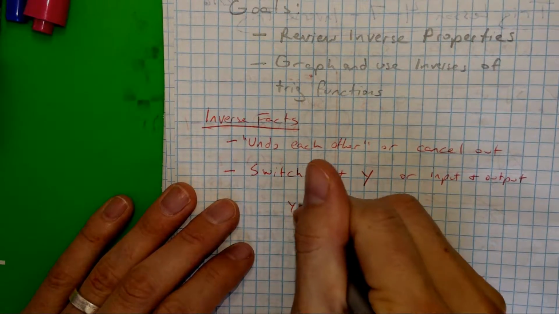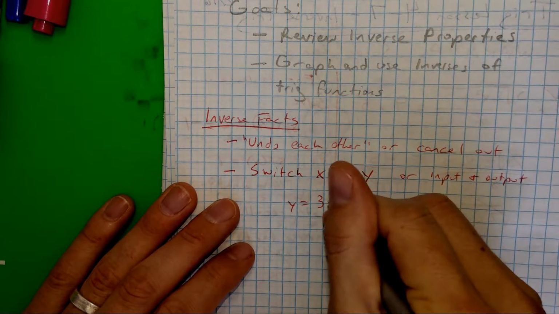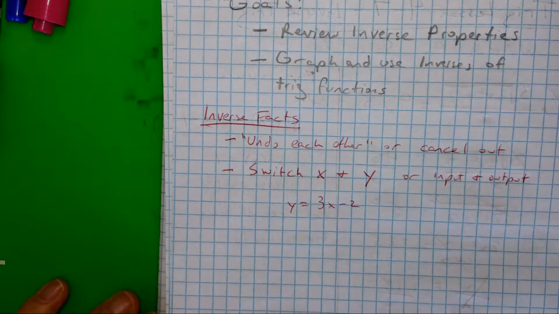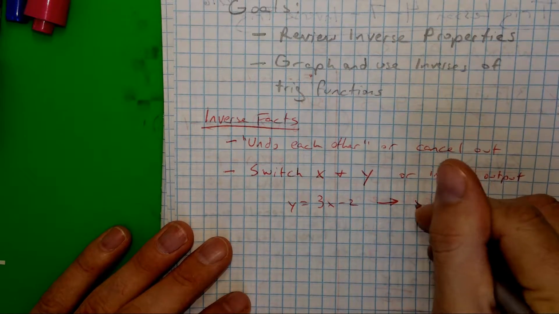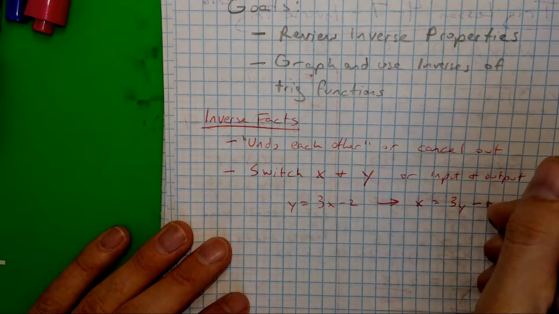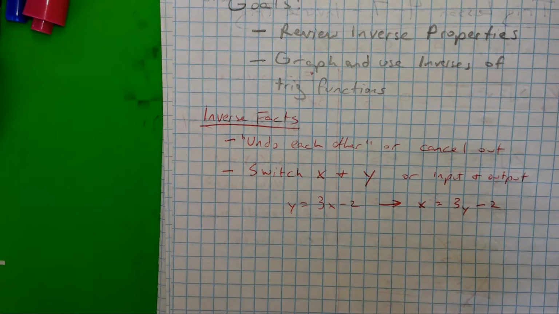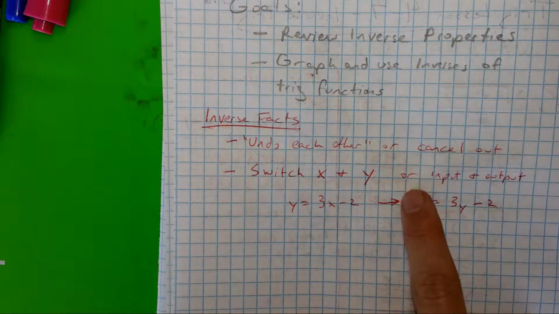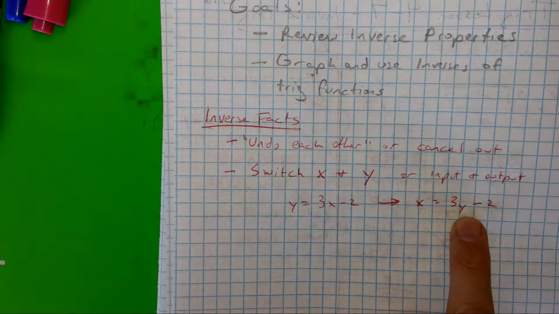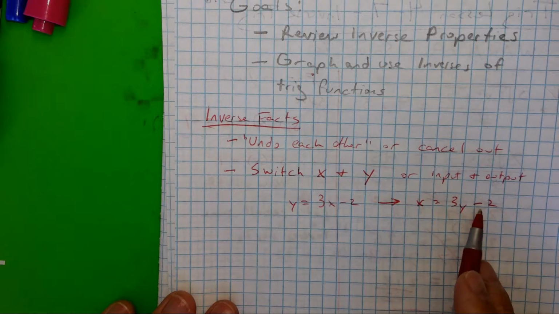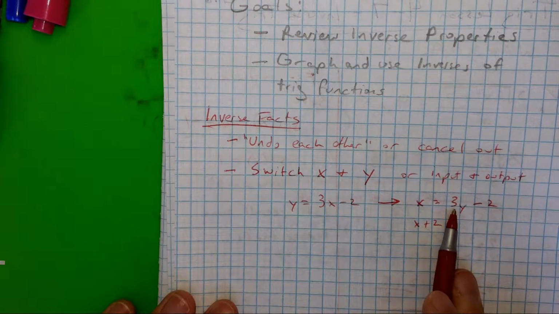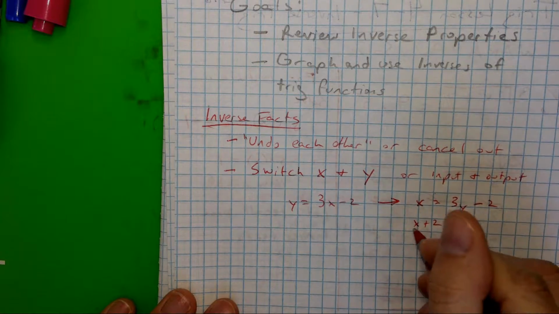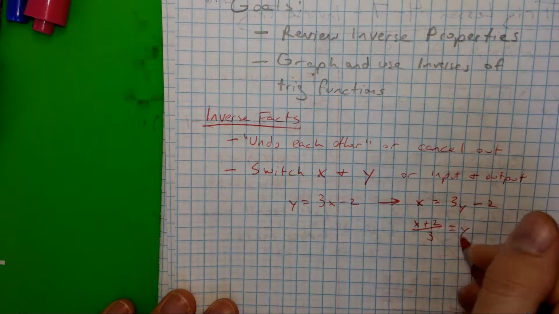like if you had the function y equals 3x minus 2, and you wanted to find the inverse, you would turn that into x equals 3y minus 2. Right? So you remember doing something like that last semester, and probably last year as well. So you switch the x and the y, and now you've got to solve for y. So I would add 2, but then I would have to divide by 3 to get the y by itself.